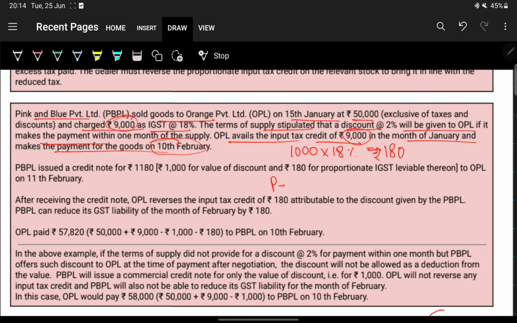Pink and Blue Private Limited has to issue a credit note worth 180, and Orange Private Limited has to reverse its ITC by 180. Okay, clear? Next.